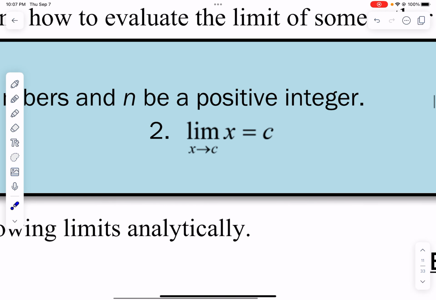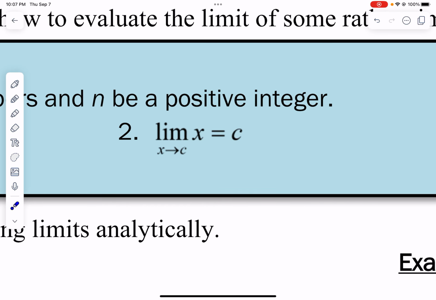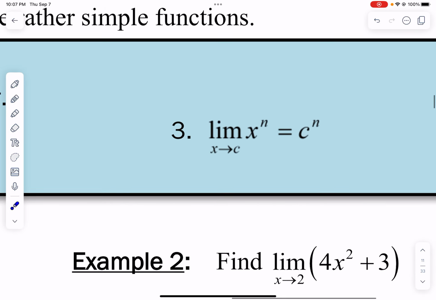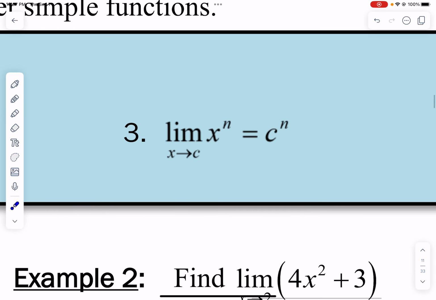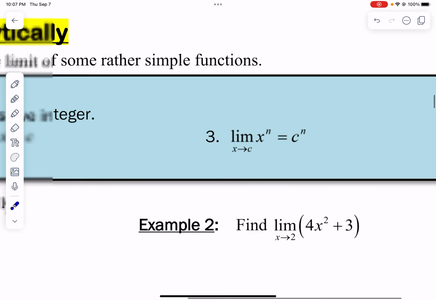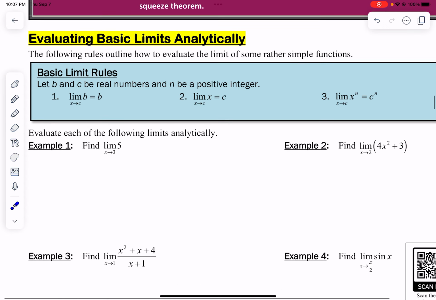If we go over to number 2, the limit as x approaches c of x. In this situation, we'll just plug in our c value in for x, and that'll be our evaluated limit. Next up is the limit as x approaches c of x to some power n. All we'll do is plug in our c in for our x, and this will be our limit. So let's look at example number 1.